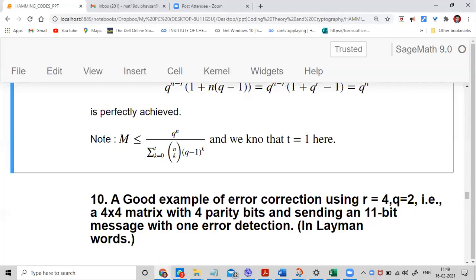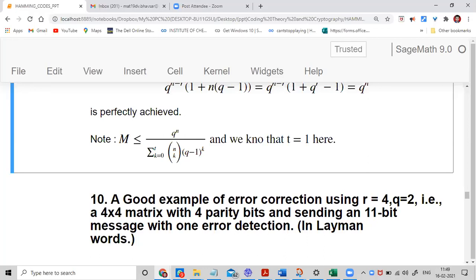So, sir, about the syndrome, I had created a code. Before that, I would like to take an example in normal words. So this was the query asked by Rohan. Here I am taking the value of r equal to 4 and q equal to 2. We will see how we detect the error and how we correct the error, by sending an 11-bit message.